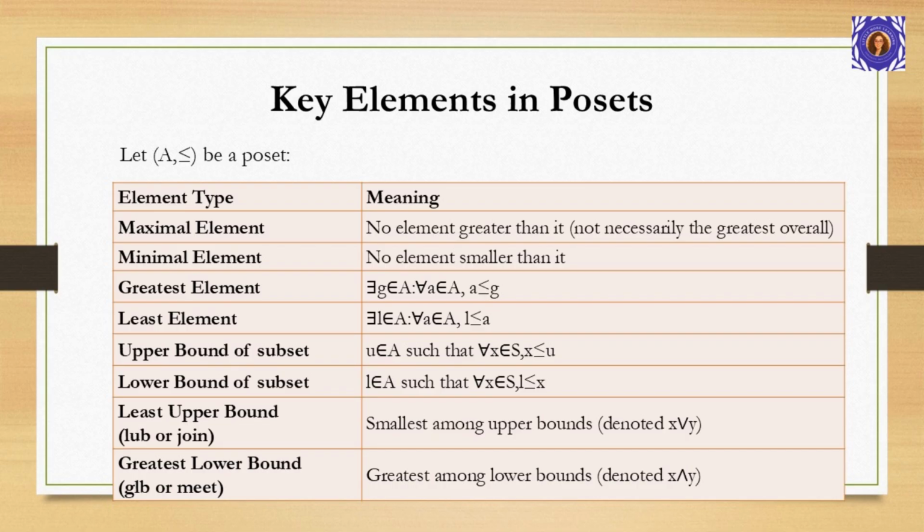Let's revisit our divisibility example. For elements 2 and 3, their upper bounds are elements divisible by both, just 6. Their lower bounds are elements that divide both, just 1. LUB of 2 and 3 equals 6, which is their least common multiple. GLB of 2 and 3 equals 1, which is their greatest common divisor.